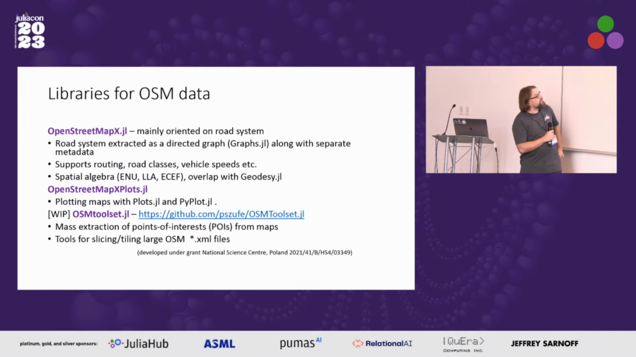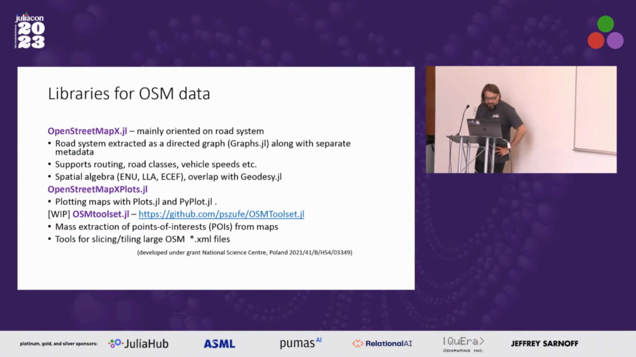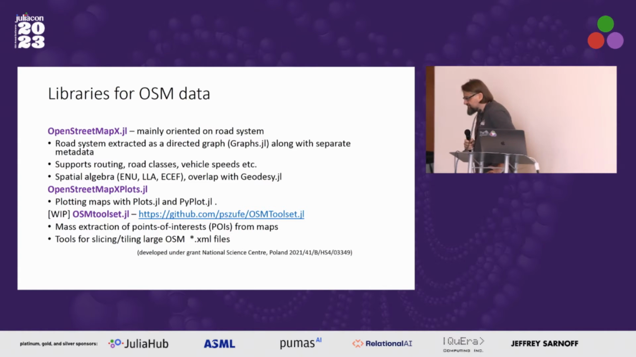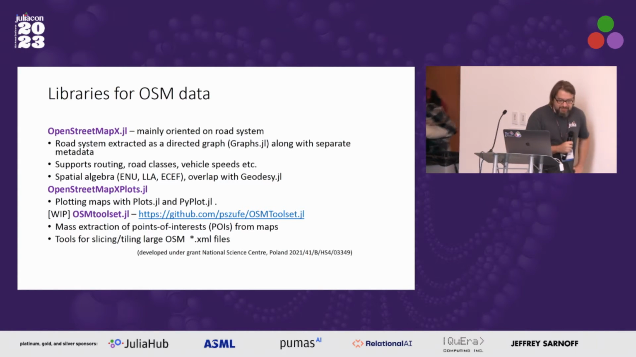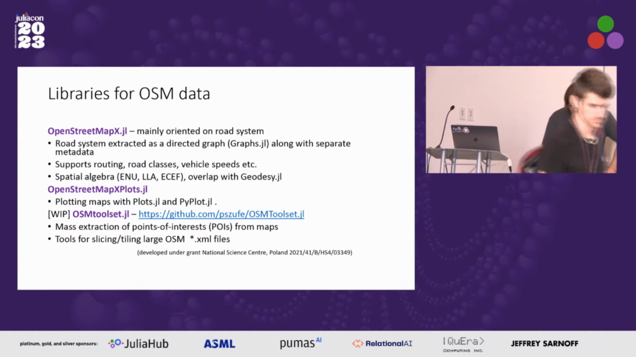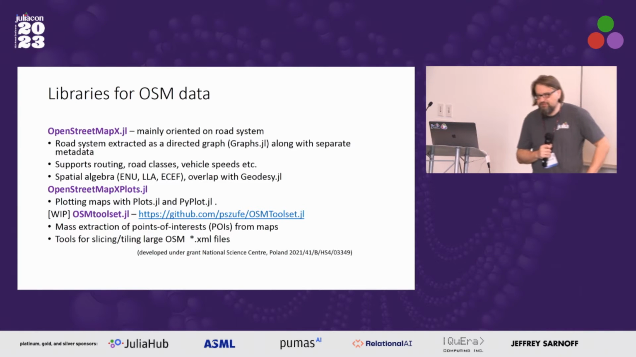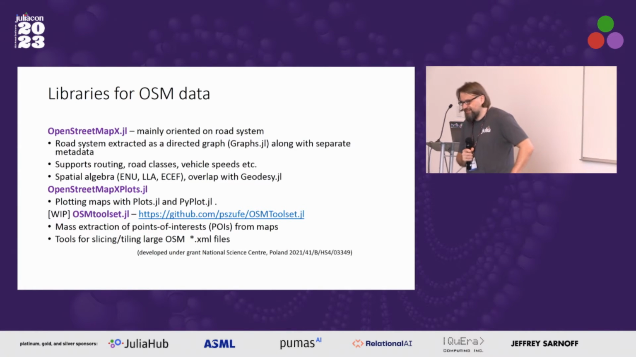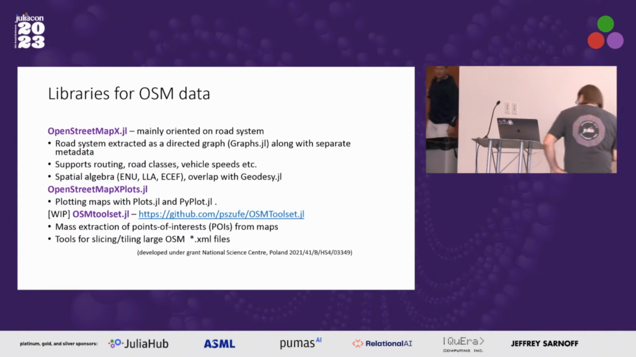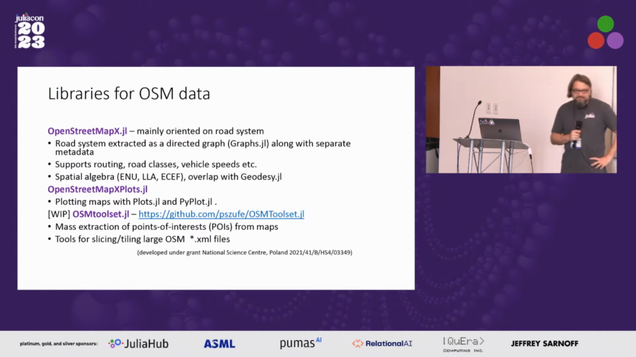Those libraries include OpenStreetMapX for processing of spatial data. This library is mainly oriented toward the road system. If I have a system of roads, it allows me to extract roads as graphs, and this is a Graphs.jl graph. It supports routing, road classes, vehicle speeds, etc. There is also some overlap with the package Geodesy.jl because it also supports some spatial algebra, processing the coordinates.